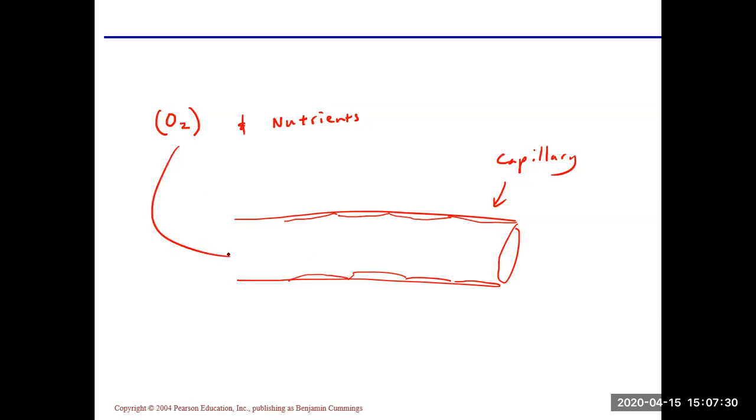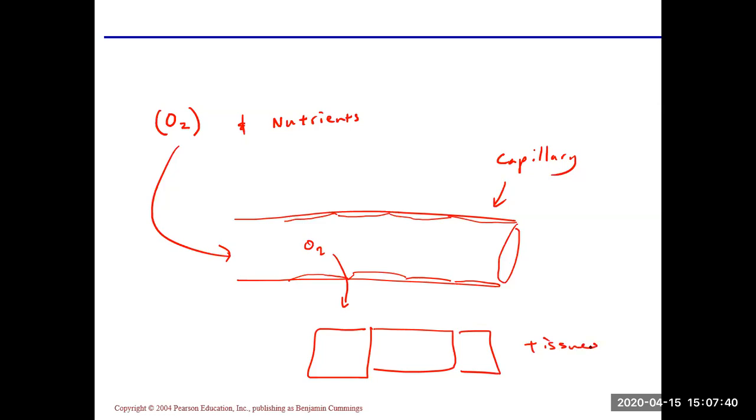So let's just say oxygen, and then it reaches the cells. These are supposed to be our cells or tissues, and they take up the oxygen and give off their carbon dioxide as well. Carbon dioxide can go in, and also nutrients, vitamins, glucose, things in that nature. That's the primary role of the blood.